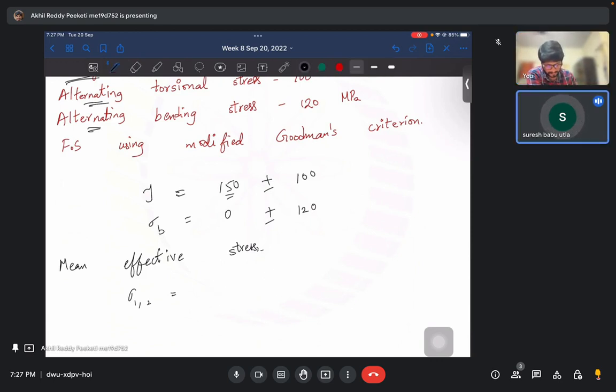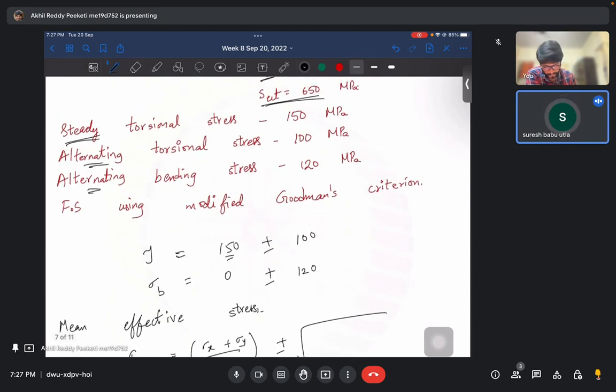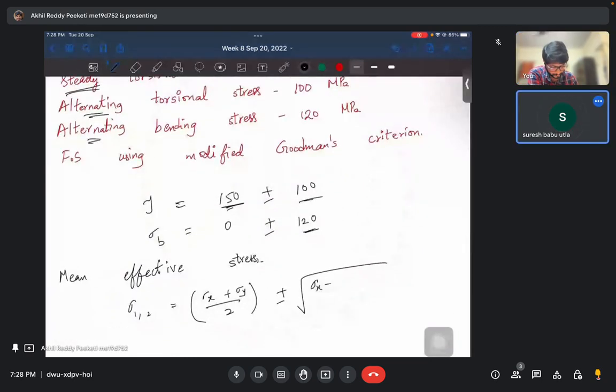Yeah, because sigma x plus sigma, yes. So torsion has two components, steady and alternating. Bending only has an alternating component. So first we are getting the mean effective stress.